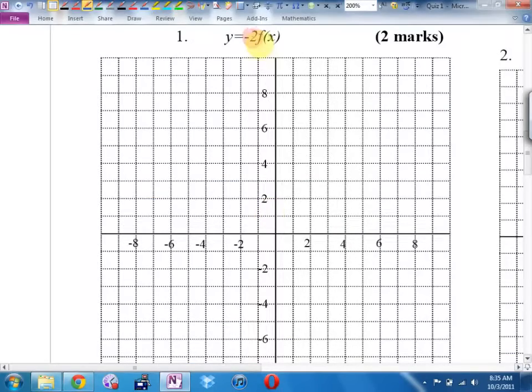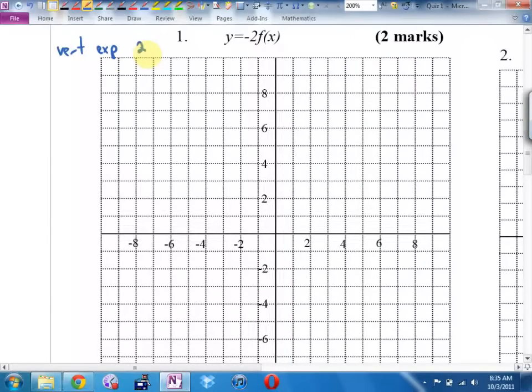Two. Vertical or horizontal? I know it's vertical instantly. How do I know? Because if it was horizontal, it would be after the bracket in front of the X somewhere. Is it next to the Y where it belongs? No, then it's not backwards. This is going to be a vertical expansion by 2.